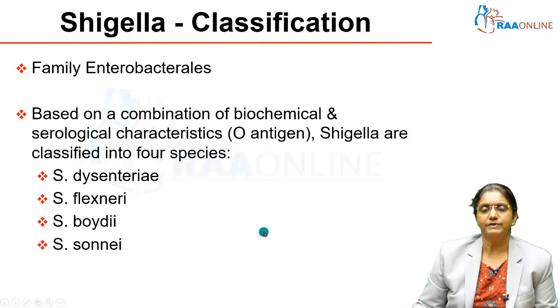Regarding the classification of Shigella, they belong to the order Enterobacterales. Earlier this was known as Enterobacteriaceae, now it's known as Enterobacterales, and in this is the genus Shigella. Based on differences in biochemical properties as well as serological, that means antigenic properties, mainly relating to the O antigen, Shigella are classified into 4 species: Shigella dysenteriae, Shigella flexneri, Shigella boydii, and Shigella sonnei. Out of these, Shigella flexneri is the most common species in our country, India, followed by Shigella dysenteriae.